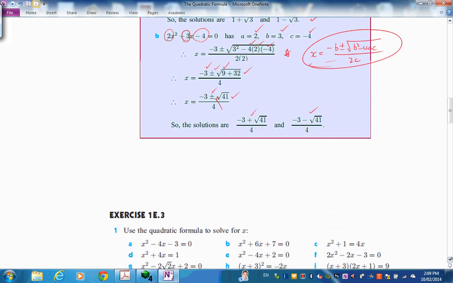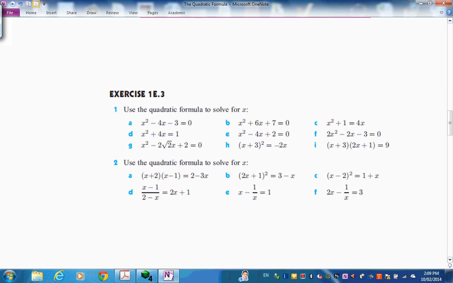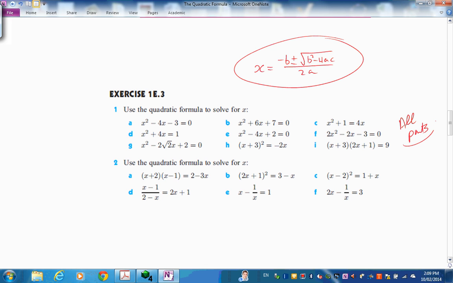Okay, come down and here's your chance to do some. Use the quadratic formula, so I'll write it here for you. Just remembering I would list the A, B and C values, so that you can then carefully stick them in the right holes in the formula. We need to do all parts here. Okay, it's getting easier though, isn't it?